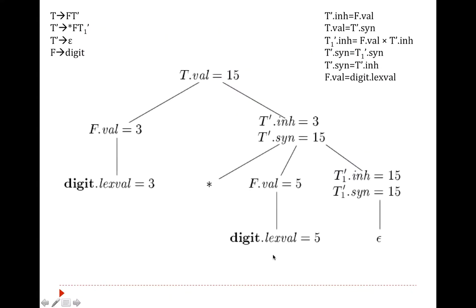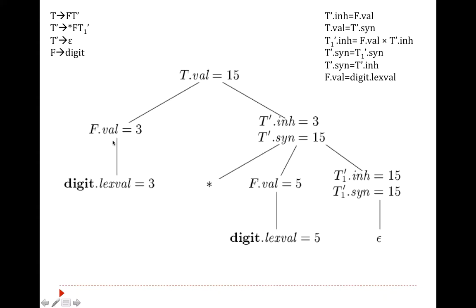So this is an example of the annotated parse tree for the string 3 multiplied by 5. How is it done? T, which is the start symbol, gives FT dash. Now F has just the synthesized attribute, and T dash has both inherited and synthesized attributes.